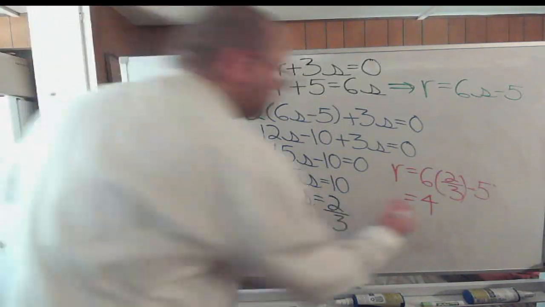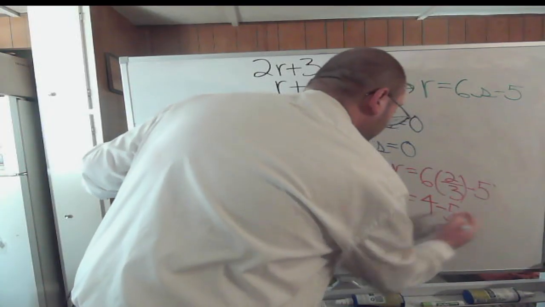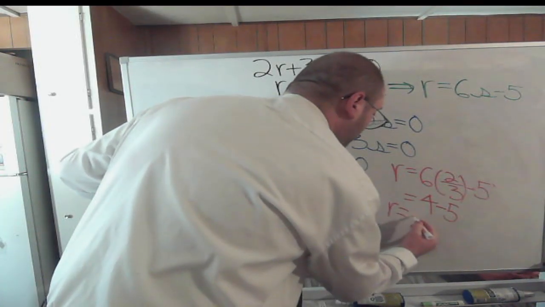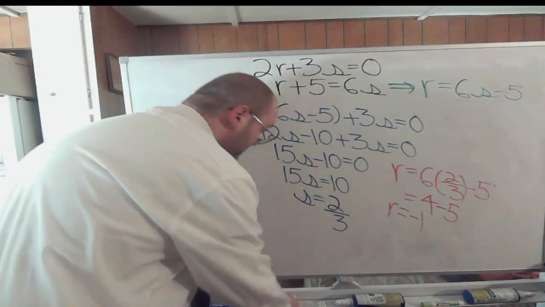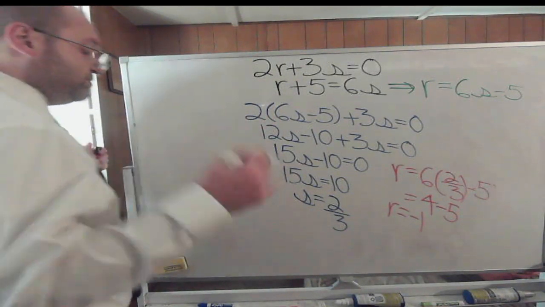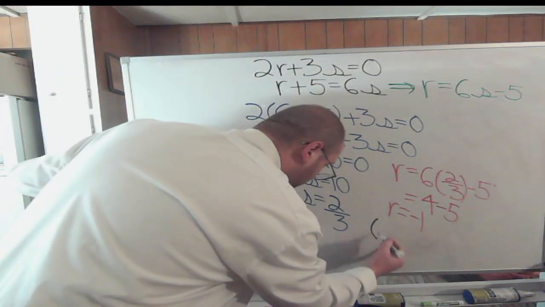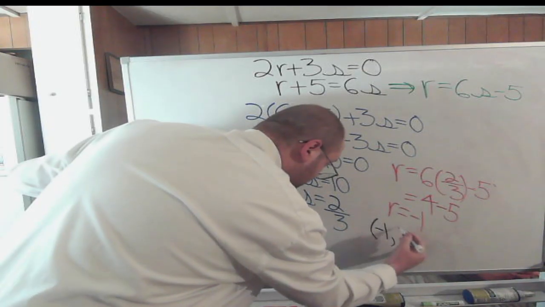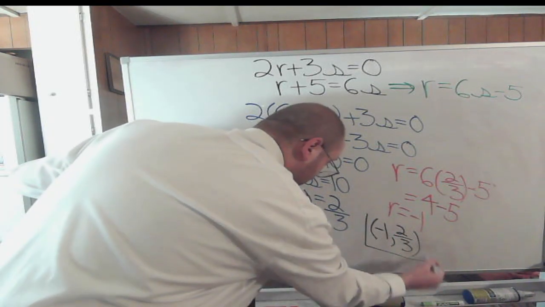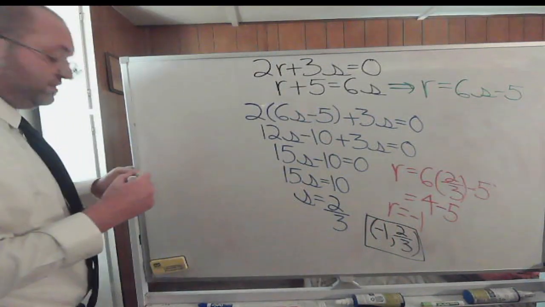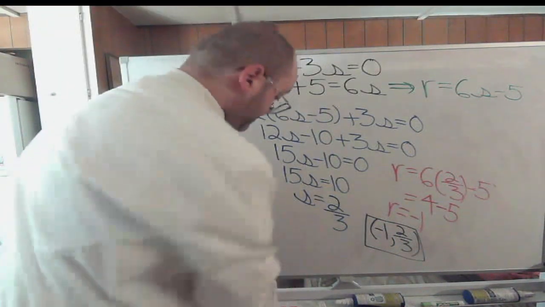So we'll have 4 minus 5. That means your r value for the coordinate is going to be -1. So in the end, your point of intersection will give you the coordinate -1, 2/3. So that will be your point of intersection, -1, 2/3.